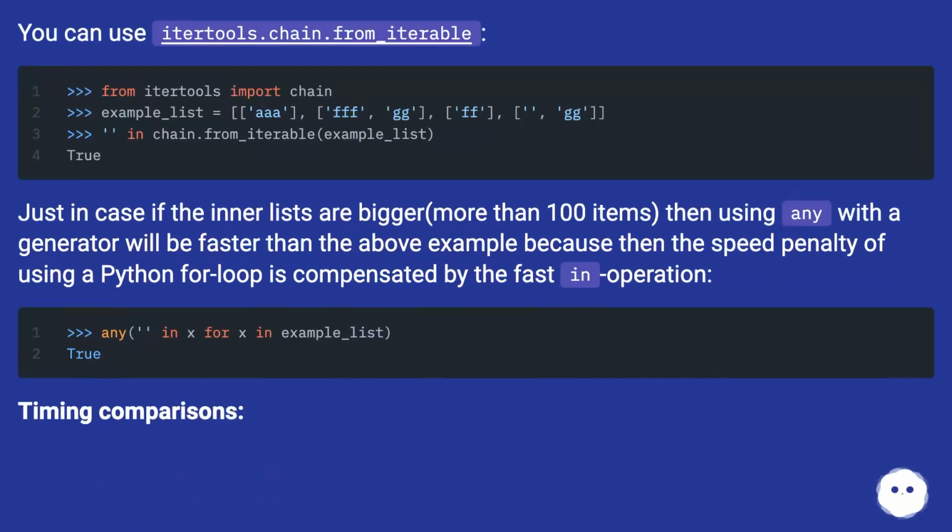You can use itertools.chain.from_iterable. Just in case the inner lists are bigger, more than 100 items, then using any with a generator will be faster than the above example, because then the speed penalty of using a Python for loop is compensated by the fast in operation. Timing comparisons.